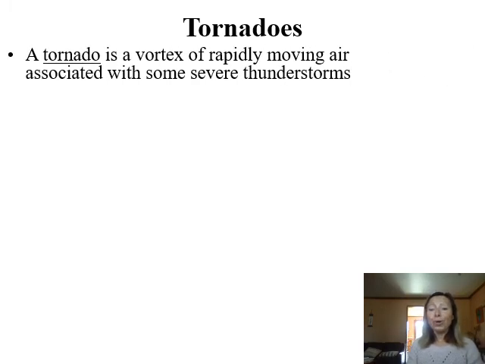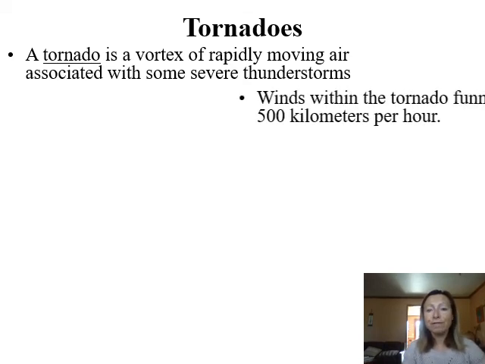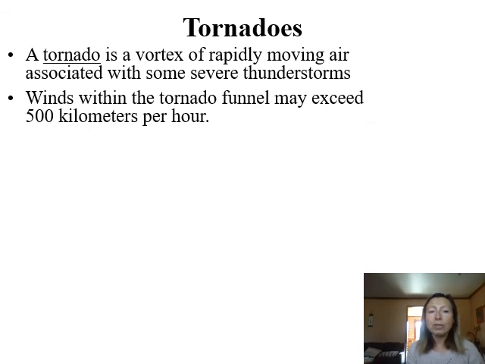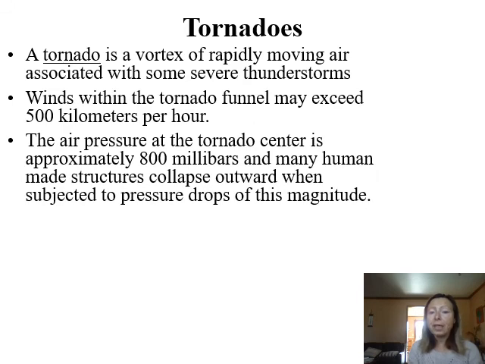Another type of local atmospheric disturbance is tornadoes. A tornado is a vortex of rapidly moving air associated with some severe thunderstorms. Winds within the tornado funnel may exceed 500 kilometers per hour, and the air pressure at the tornado center is approximately 800 millibars, way lower than inside of the cyclone or even a tropical hurricane. So many human-made structures simply collapse outward when they are subjected to pressure drops of such enormous magnitude.